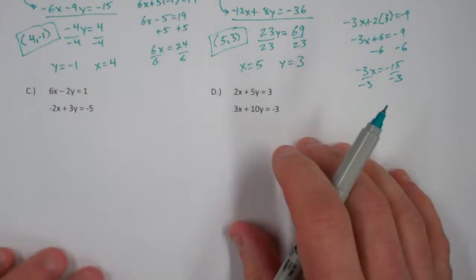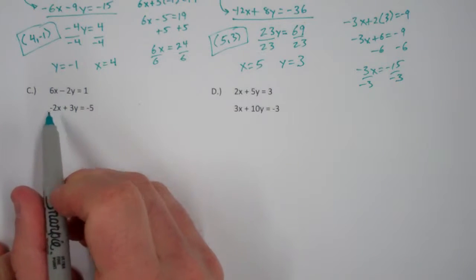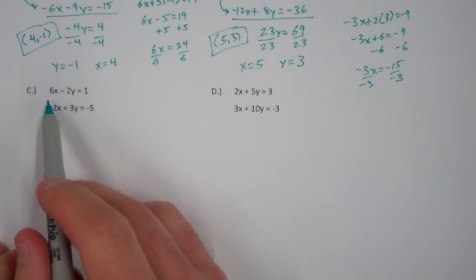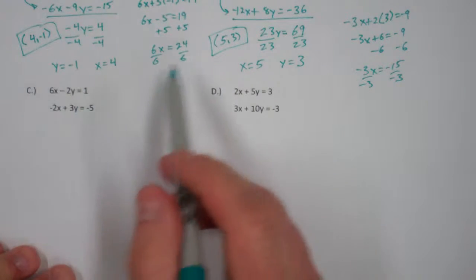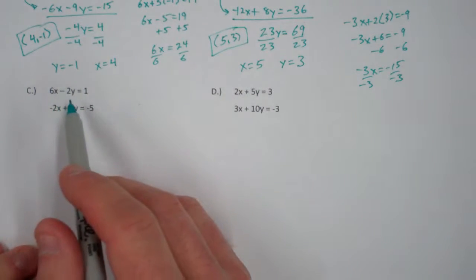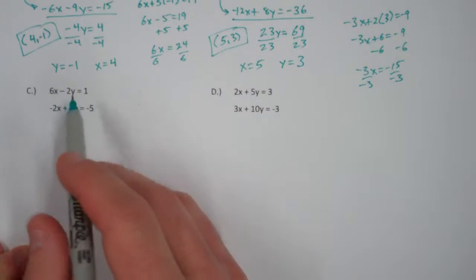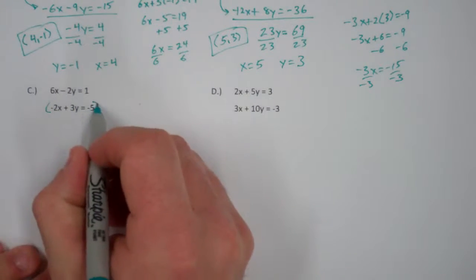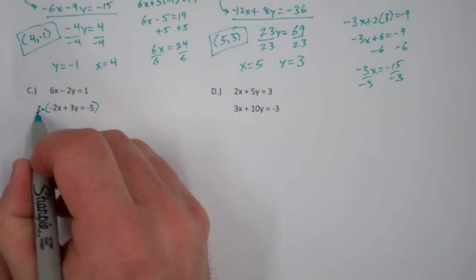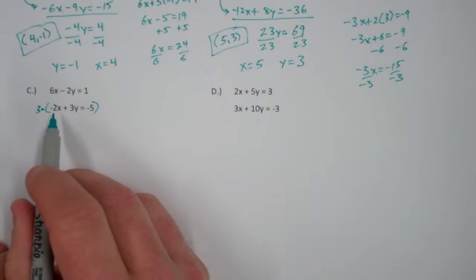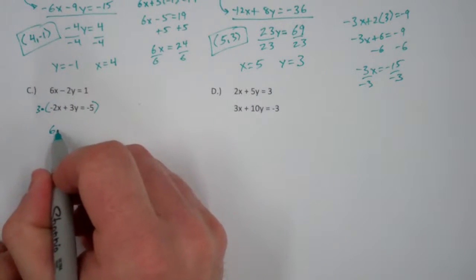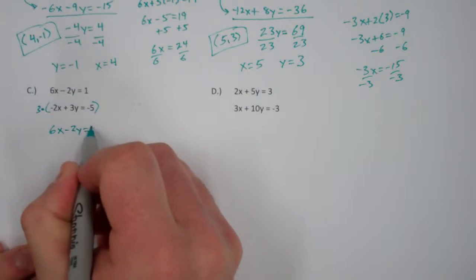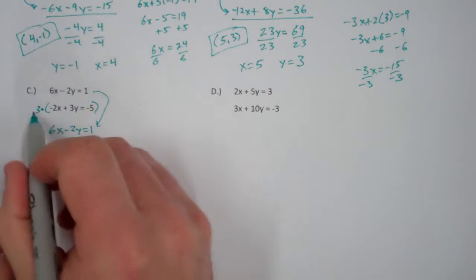Let's work with C now. In C, it's easiest to focus on the x terms. The y terms here would be a little difficult. We could do the same thing we did up here. But what I'd like to do is just multiply one of these. So all I need to do is multiply this one by 3, and I'm going to get negative 6x here, and then I'll be able to do that linear combination and eliminate one of the variables.